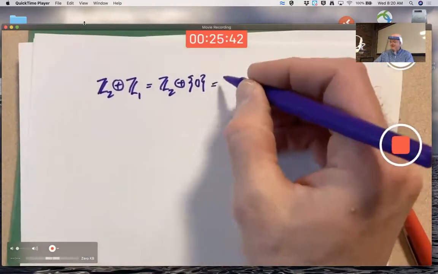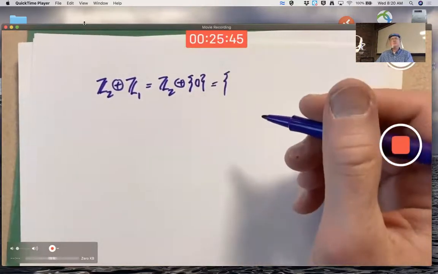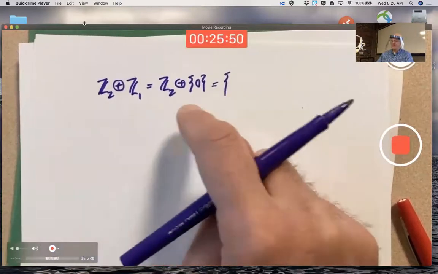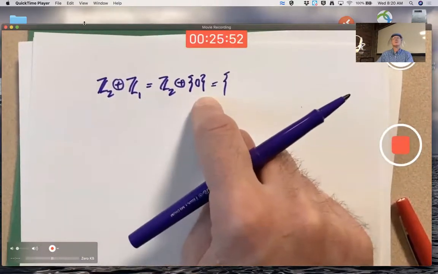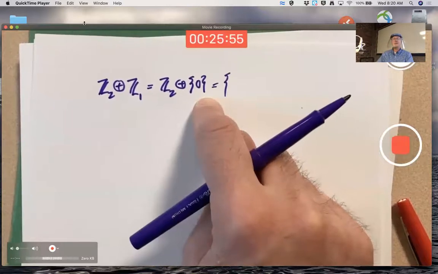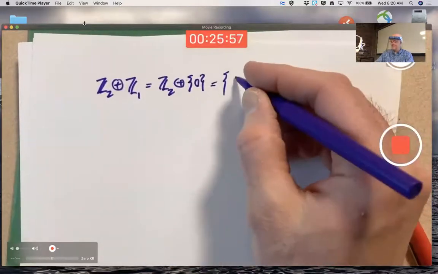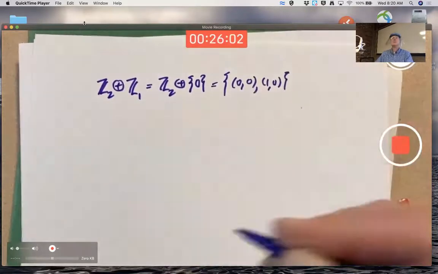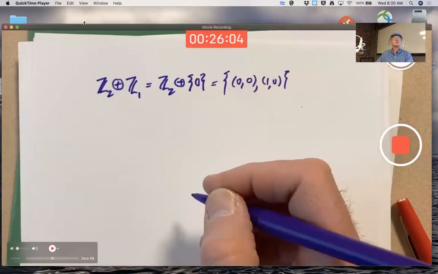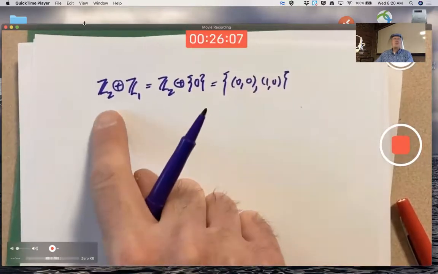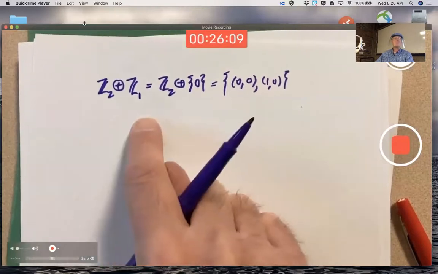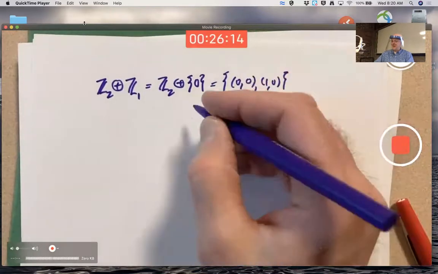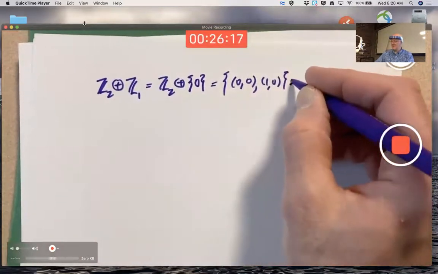As a set, what is this? It's the set of all ordered pairs, where the first component is from Z2, it's a 0 or a 1, and the second component is from Z1, it's just a 0. In other words, the second component has to be just 0. There's only two elements here: (0,0) and (1,0). It's a two-element group. The number of elements is 2 times 1, which is 2. A little bit of thought reveals it's going to be isomorphic to Z2 itself.